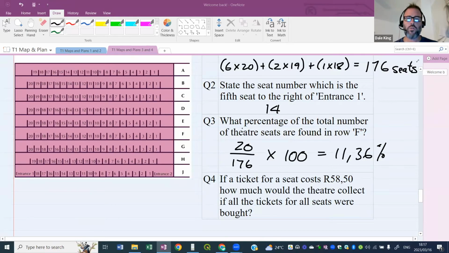Okay, question 4. If a ticket for a seat costs 58 Rand 50, how much would the theater collect if all the tickets for all seats were bought? A ticket costs 58.50. How much would the theater collect if all the seats were bought? That's question 4.